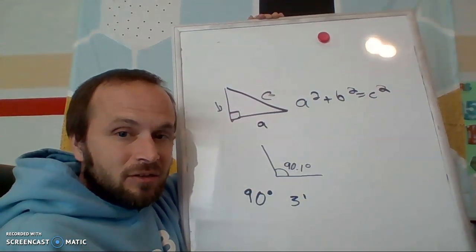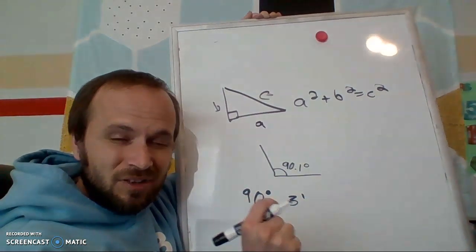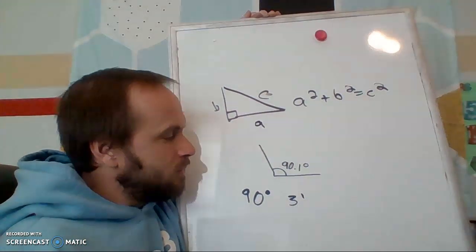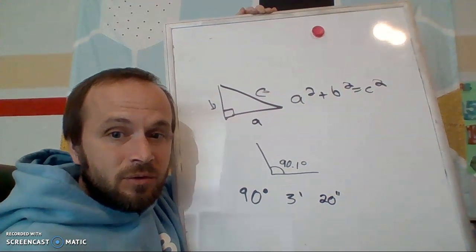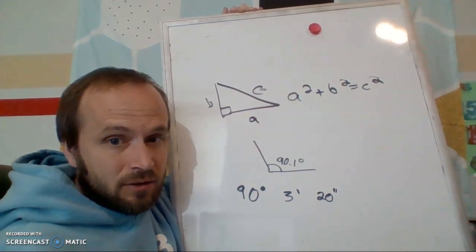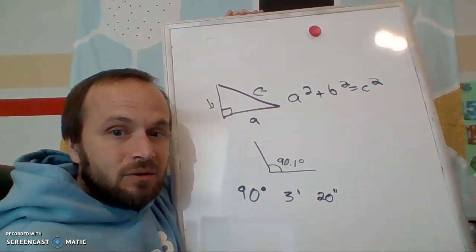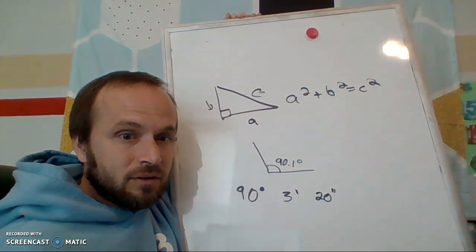And then seconds takes those minutes and breaks the minutes up into 60 parts. So we get really a teeny amount of degree, just barely moving that angle. And let's say 20 seconds. We use 2 tick marks when we're talking about seconds. So this is a precise way to measure an angle: 90 degrees, 3 minutes, and 20 seconds.